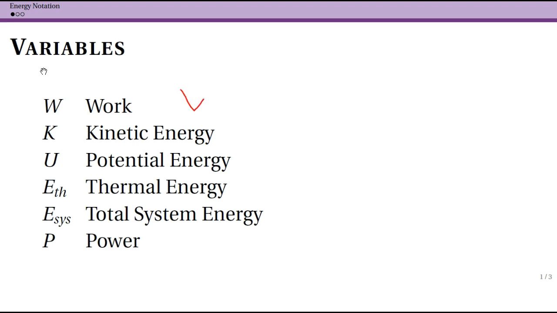Be careful that you don't think that this is weight. If you want to handwrite it and make it very clear, you can put little bars on the top, and that makes it very clear that it's a capital W. Now, kinetic energy, we use capital K. Now, I will admit that plenty of the times I use KE to specifically mean kinetic energy.